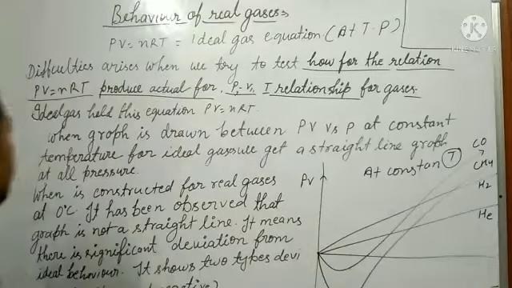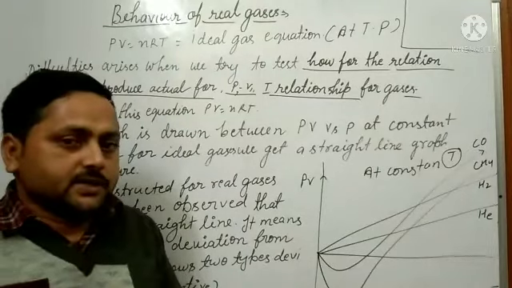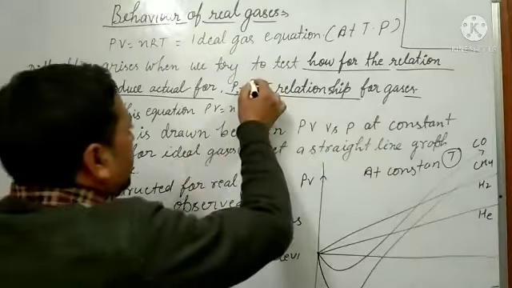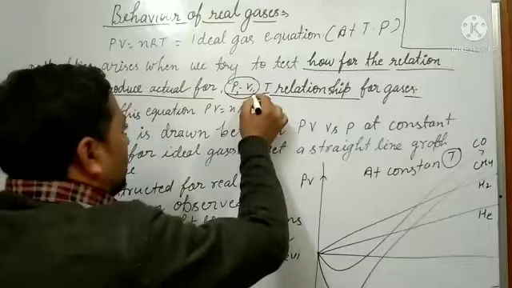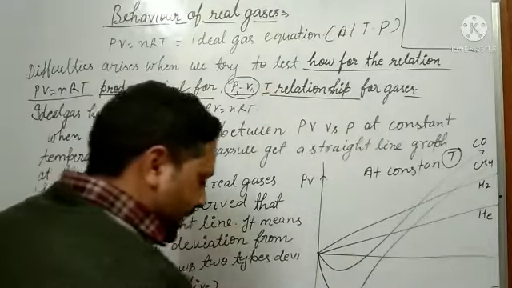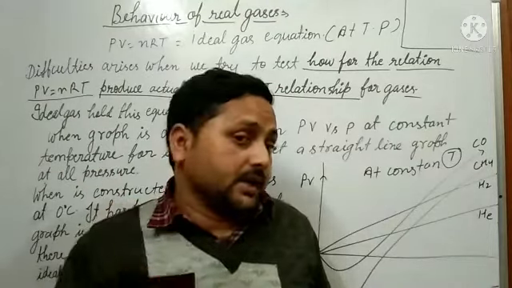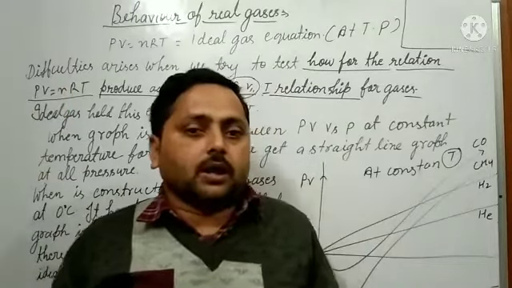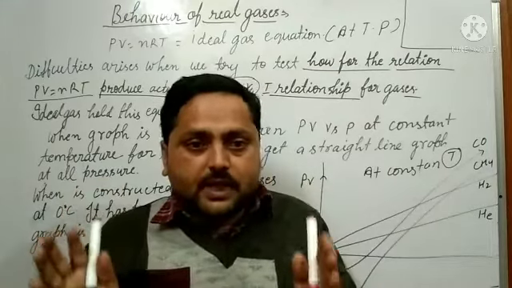Let us see here. When we try to test, first we will draw the PV graph. We have already discussed that if we draw the graph for ideal gases, there is a straight line graph. To test whether real gases follow this, we are trying to draw the graph.